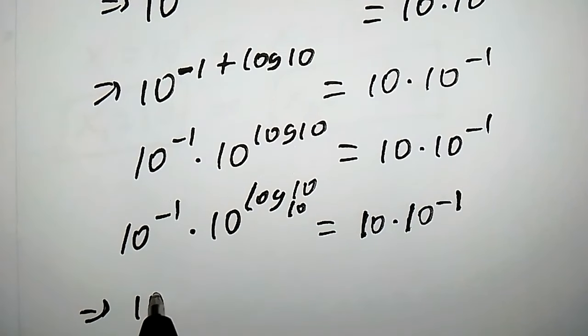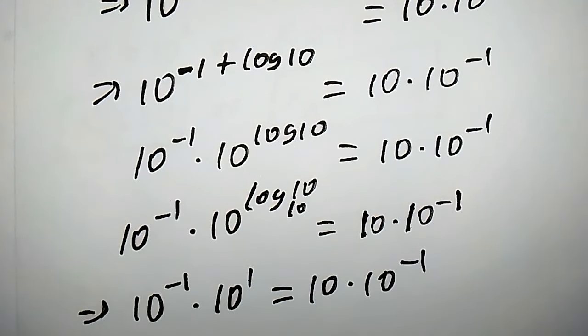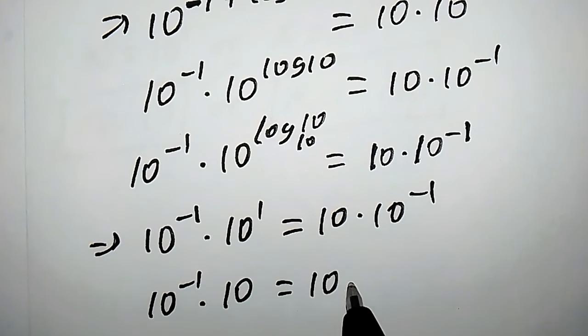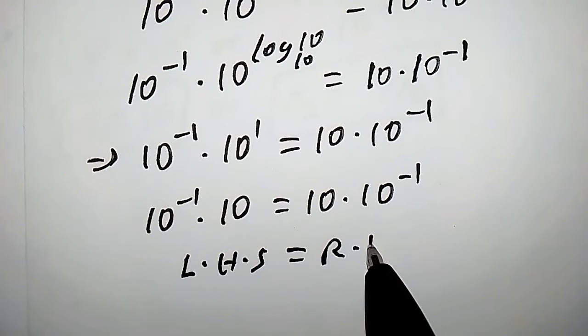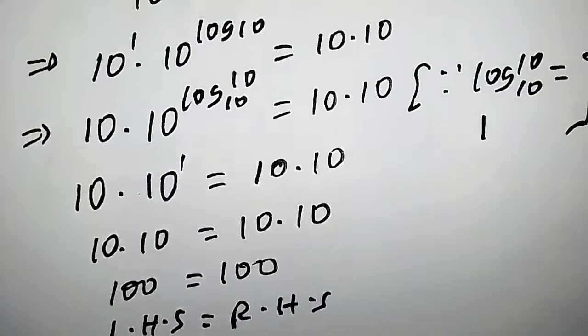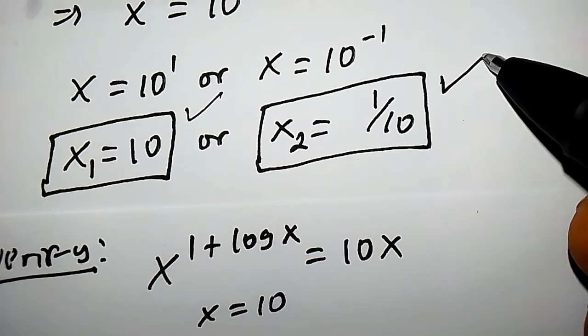This means that 10 raised to negative 1 times 10 raised to log 10 base 10, which is simply 1, equals 10 times 10 raised to negative 1. So we have 10 raised to negative 1 times 10 raised to 1, that is simply 10, equal to 10 times 10 raised to negative 1. You will see that the left hand side is the same thing as the right hand side. Thus, indeed, the second solution, which is x2 equals 1 over 10, is correct.